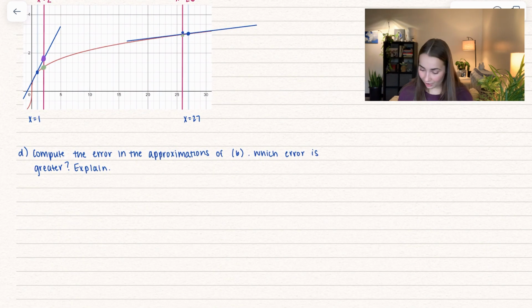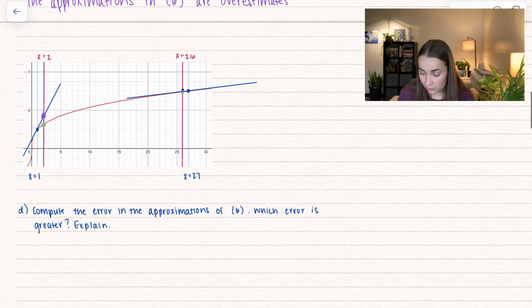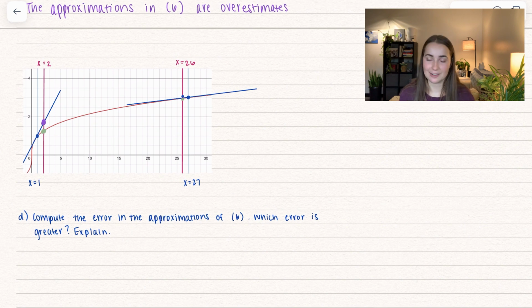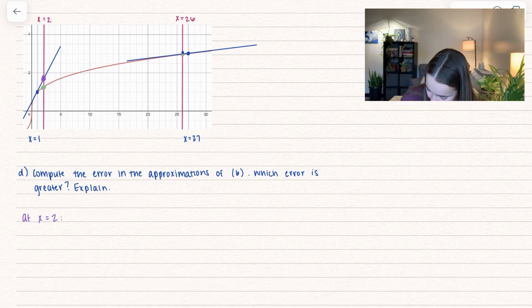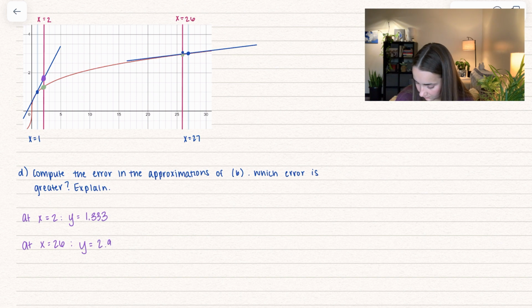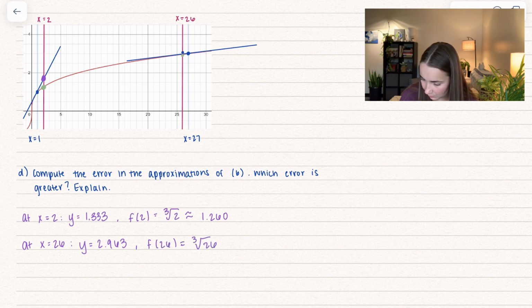We want to compute the error in the approximations of part B and which error is greater. Looking at the graph, I think we can make a reasonable estimation, but of course we need to find the actual values. So let's go ahead and plug in what we know. So those were our linear approximations. Let's go ahead and find the actual value. So f of 2 is equal to the cube root of 2, and this, just estimating, is equal to 1.260. Now we're going to do the same thing with 26. So our actual value of 26 is equal to the cube root of 26, which is about 2.962.